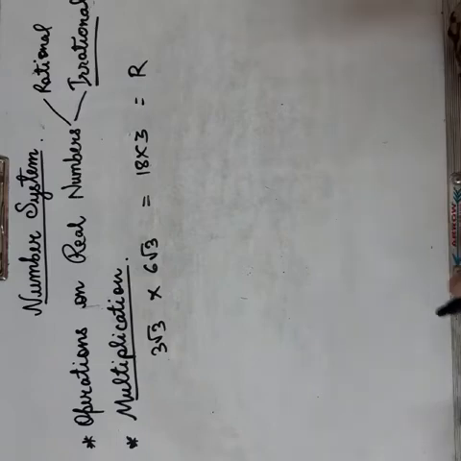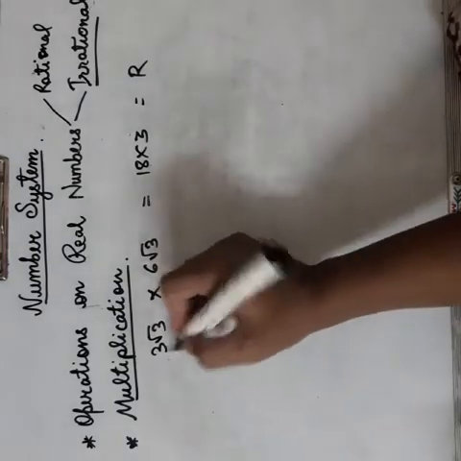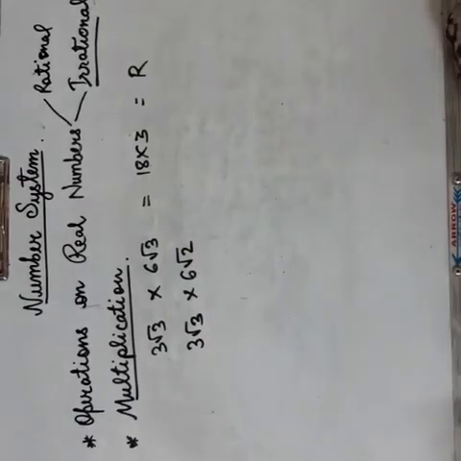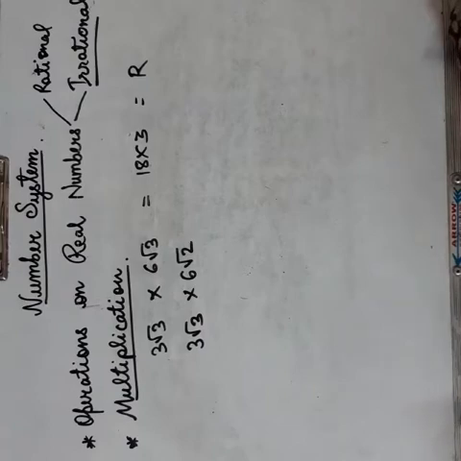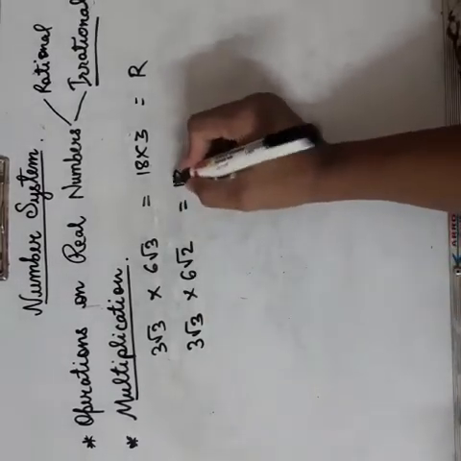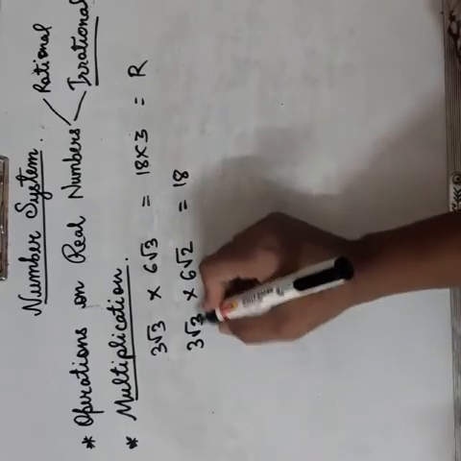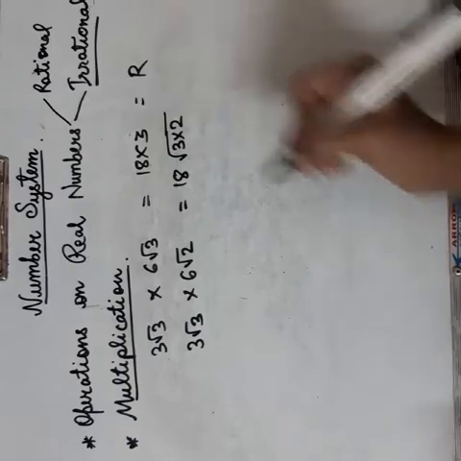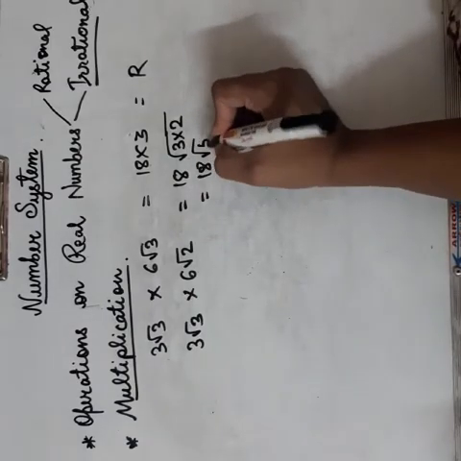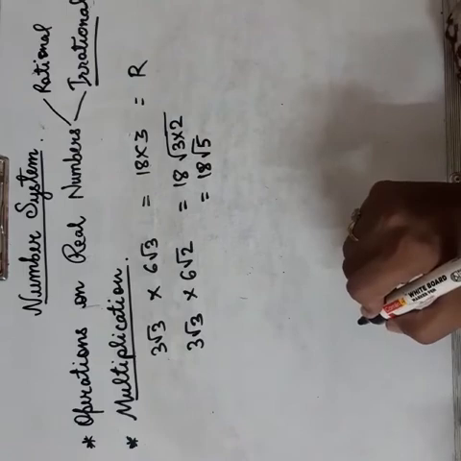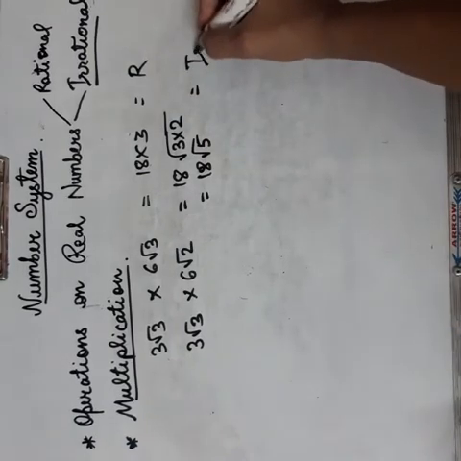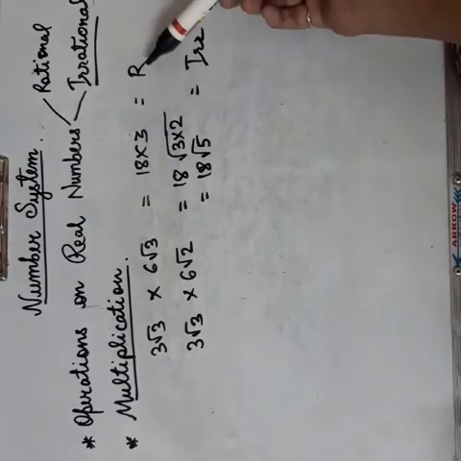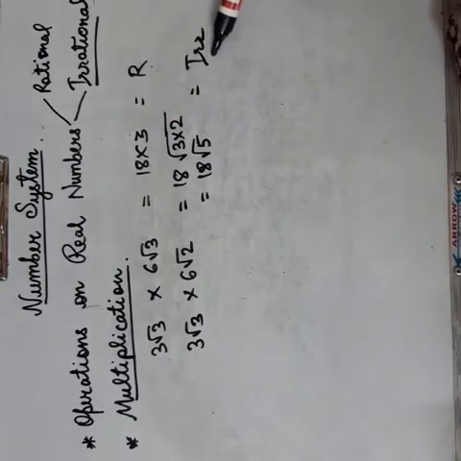But will a rational number always come? Suppose I write 3 root 3 into 6 root 2. So 3 into 6 is 18. And root 3 into root 2 will be root 3 into root 2, that will be 18 root 5. Now this 18 root 5 is irrational. Getting? This is irrational. So in multiplication, sometimes you may get rational and sometimes you may get irrational.